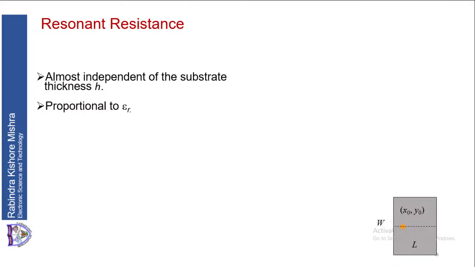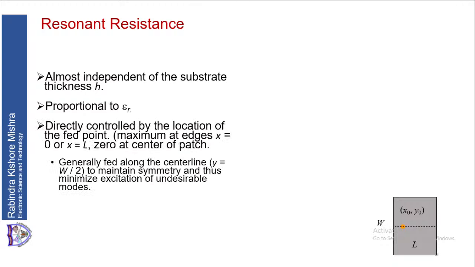This is always proportional to epsilon r. It is controlled by the location of the field point. It will be maximum at the edge when x is equal to 0, and it will be minimum at the center. So at the edge, when x is equal to 0 or x is equal to a, it will be maximum. At the center it will be minimum.